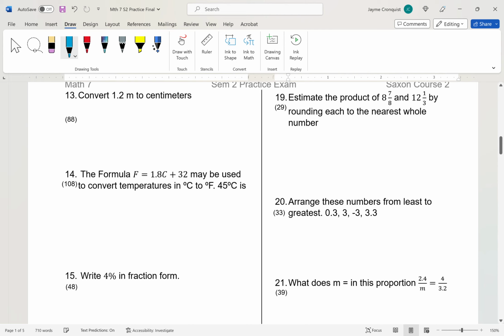Alright, second page. Convert 1.2 meters to centimeters. Alright. So, King Henry died by drinking chocolate milk. I've got meters, and I'm going to centimeters, so I have to move my decimal 2 places. So I'm going to have to stick a 0 in there. So my answer is 120 centimeters.